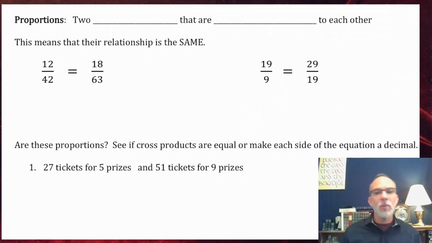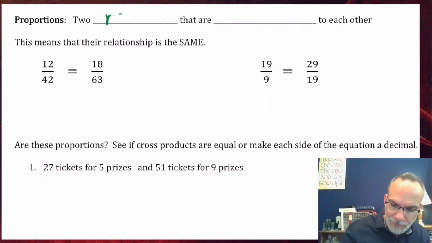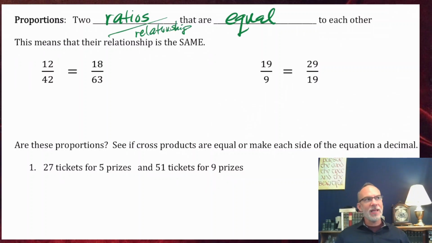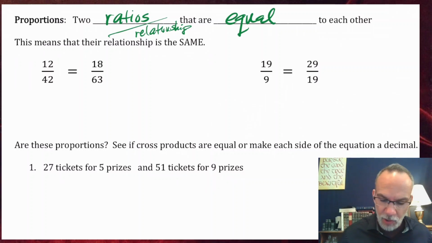So let's now talk about proportions because that's the next step. Proportions would be two ratios that are equal to each other. And since ratio means the relationship, you know that what you're saying is that the two values have the same relationship to each other. So let's take a look at the first one now.